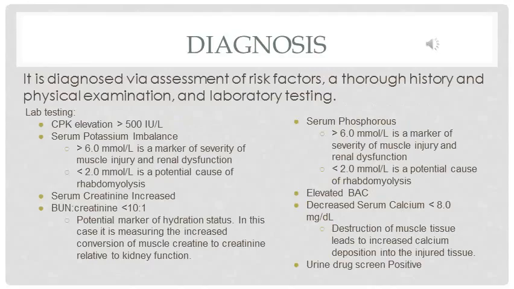Rhabdomyolysis is diagnosed via an assessment of risk factors, a thorough history and physical examination, and laboratory testing. Lab markers that may indicate rhabdomyolysis include a CPK elevation, increased serum creatinine, a BUN to creatinine ratio of less than 10 to 1, elevated BAC, and positive urine drug screening. There are also electrolyte imbalances that are associated with rhabdomyolysis. This includes an increase or decrease in serum phosphorus, an increase or decrease in serum potassium, and decreased serum calcium.